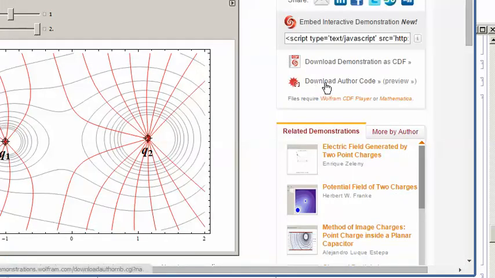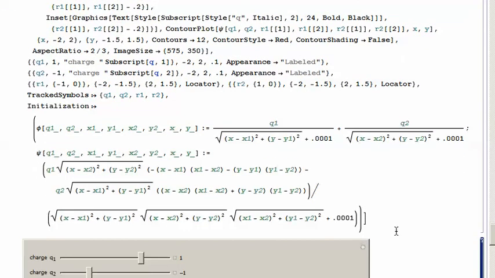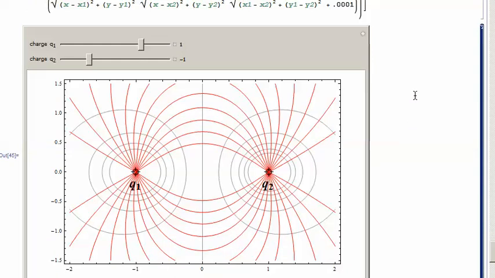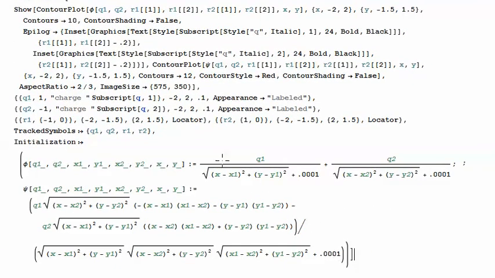So, question: can I download the author code and see what commands he used? Well, one thing that's amazing is how short it is. This is it. There's nothing. This is the entire code. It's there, and then there's the appearance of the thing. So, what's it do? It looks like the Mathematica command that does the bulk of the work is ContourPlot. Here we have a contour plot of phi, and here we have a contour plot of psi.